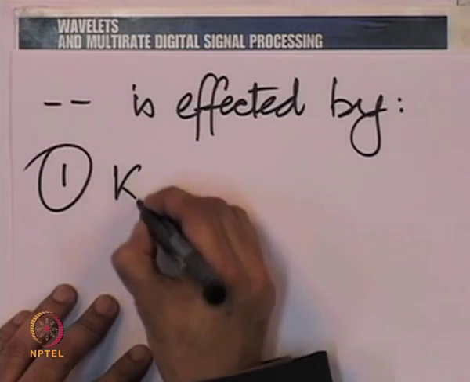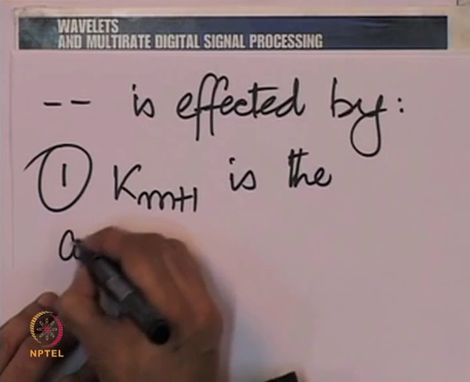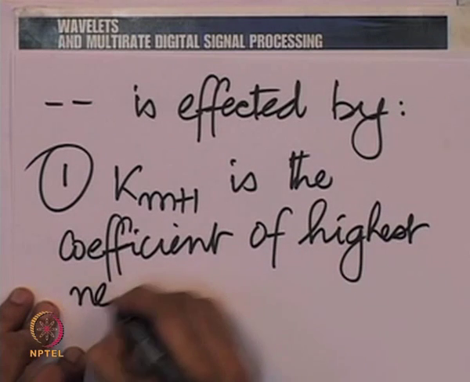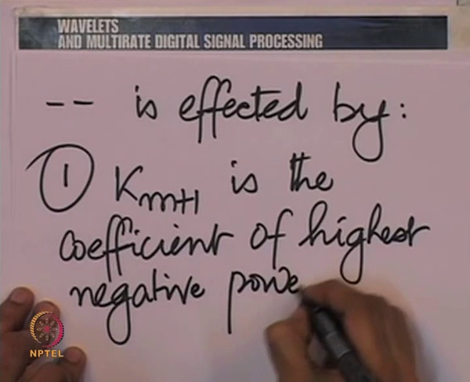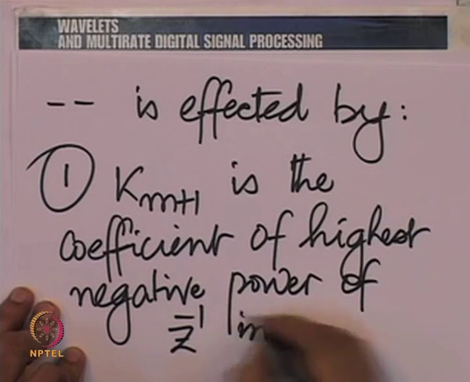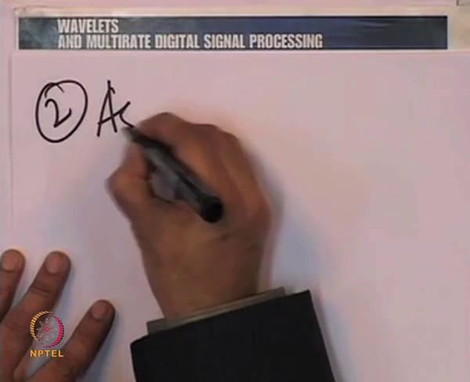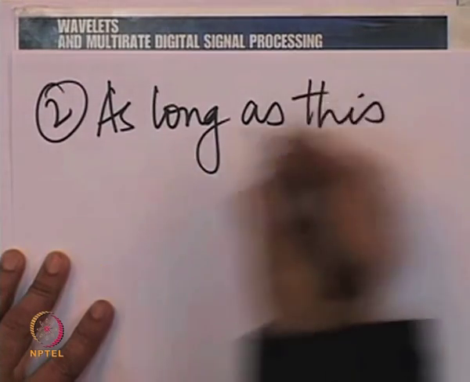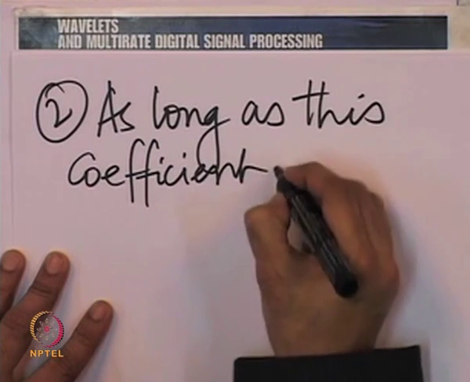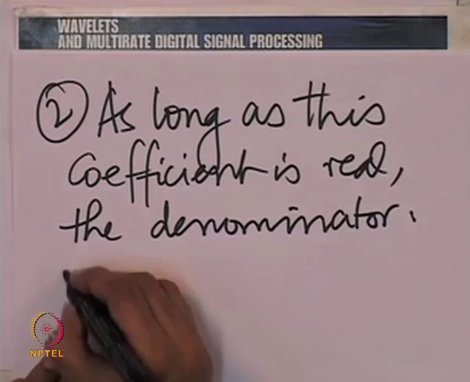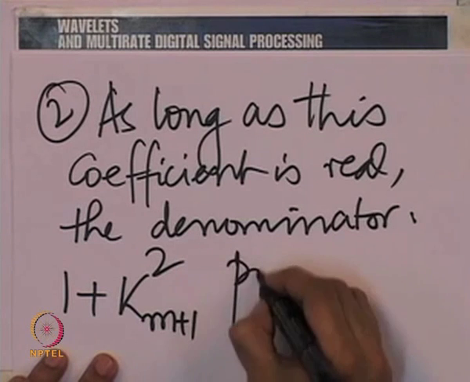Step number 1, k_{m+1} is the coefficient of highest negative power of z inverse in H_{m+1}. As long as this coefficient is real, the denominator, which is 1 plus k_{m+1} squared, poses no problem.